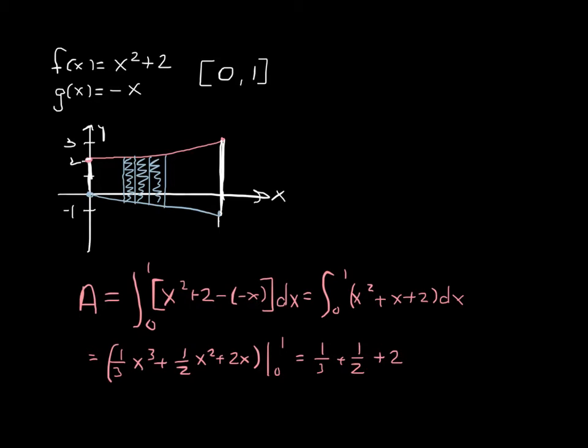If we substitute 0, all of these terms will be 0. And so we get 5 halves, or 5/6, plus 2, which is 17/6. So the area between f of x and g of x on this interval from 0 to 1 is exactly equal to 17/6.